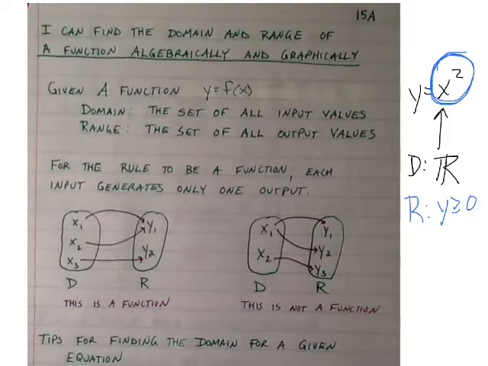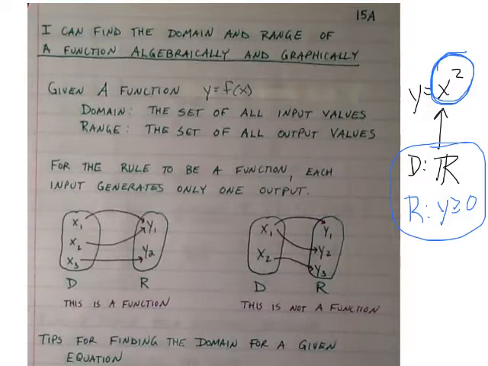So before we get into finding what our domain and range is too much, I wanted to take a look at two examples of mapping diagrams that demonstrate what a function is. For a rule to be considered a function, each input generates only one output. So here x1 gives us one output, x2 gives us one output, and x3 gives us one output. So this is considered a function. The mapping diagram on the right shows that x1 can actually provide two different outputs. And because that is the case, this is not a function.